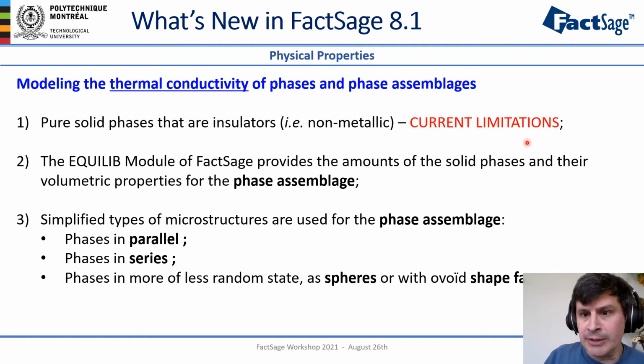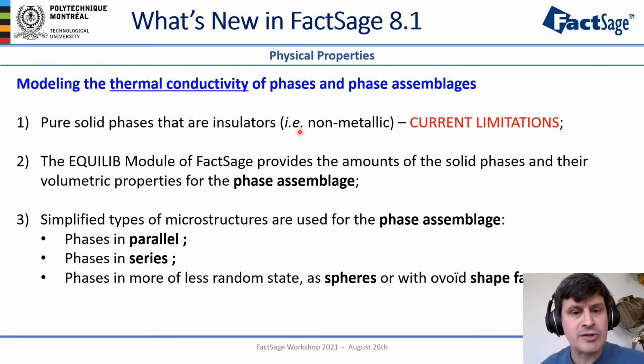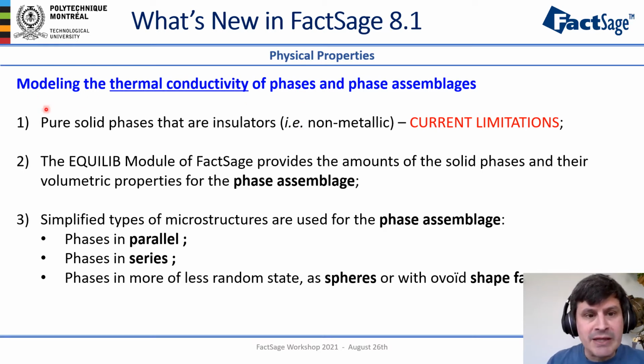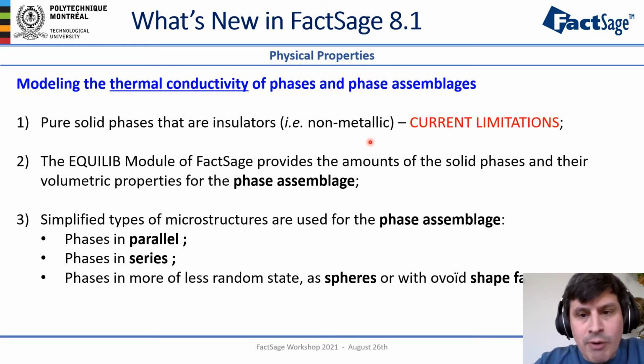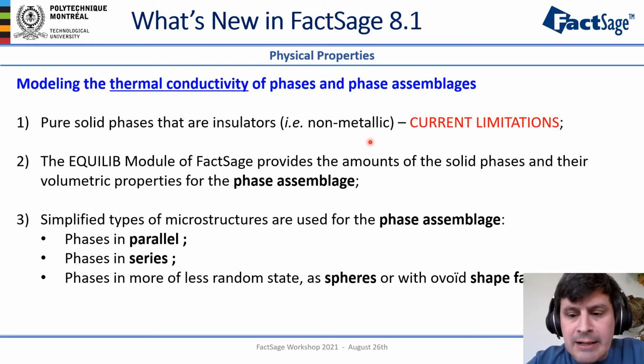So for the moment, the current limitations are we can only compute pure solid or liquid phases that are insulators. These are non-metallic phases because we don't yet have an electronic thermal conduction model implemented in FactSage. We're working on it. So the thermal conductivity of these phases are automatically calculated in the Equilibre module when the physical properties are asked to be calculated, as I showed previously.